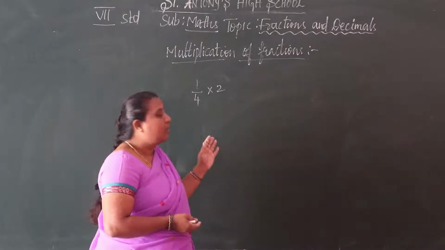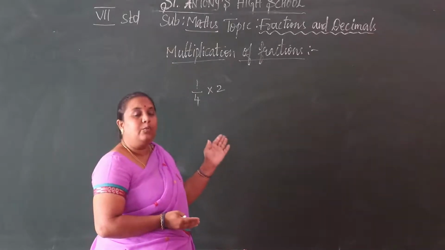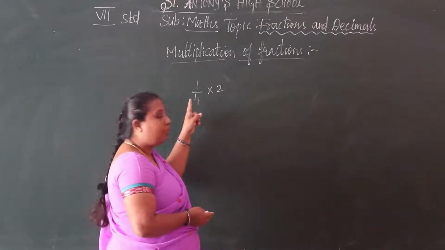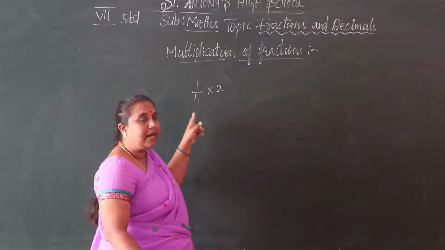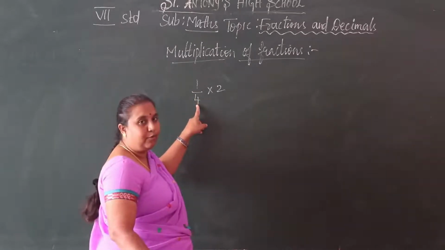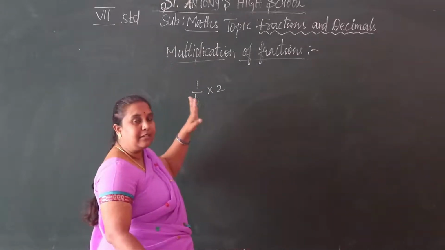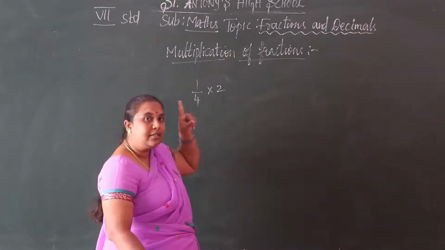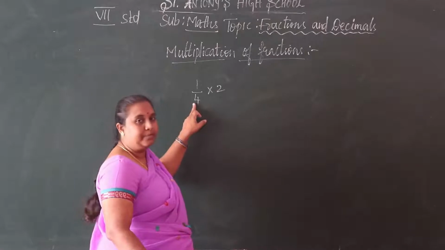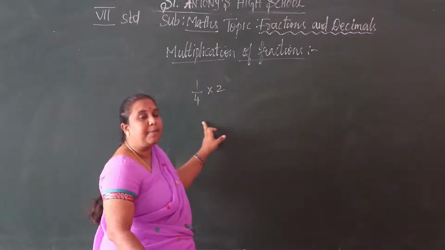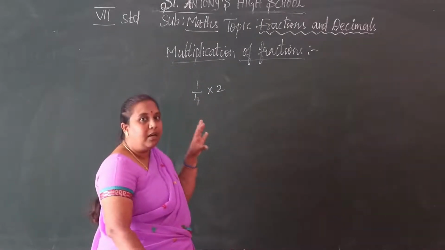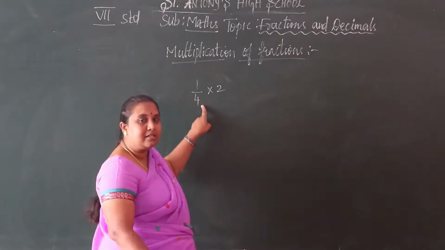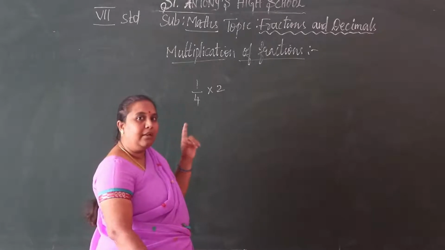Okay, so in that picture, we want to divide it into 4 parts. Why are we dividing into 4 parts? Because we have 1 by 4. So 1/4 of that picture we want to multiply into 2. Okay, understood, children? See here, 4. The denominator of the fraction represents the parts of the picture.